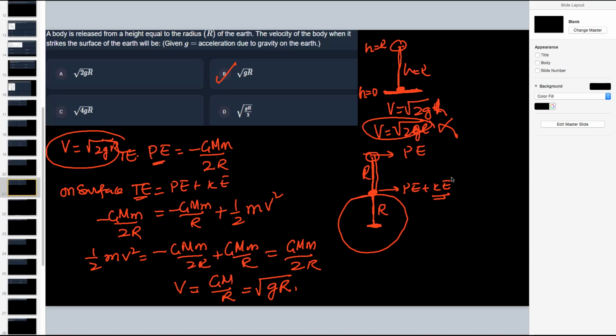Whatever kinetic energy it gets is equal to the change in potential energy, that is the difference between these two. This type of problem you have to solve like this. Okay? Is it clear? Okay, we go for the next one.